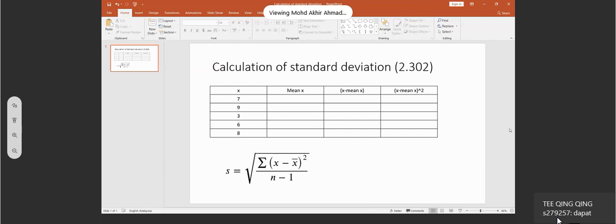Okey, cuba kita tanya UI meeting. Yes, sir. Berapa calculation value for mean? Mean, 6.6. Okay, mean we get 6.6. Ada dapat value lain pada 6.6? So now we go for third column, x minus mean x. So sini dapat berapa value, UI? 0.4. So sini you get 0.4.